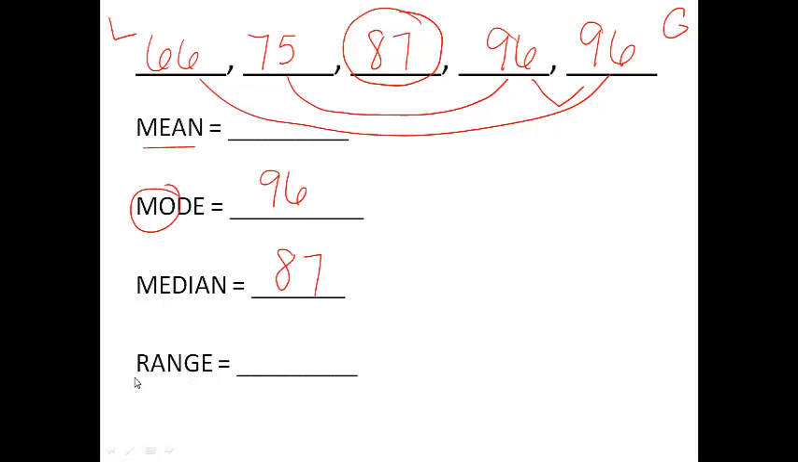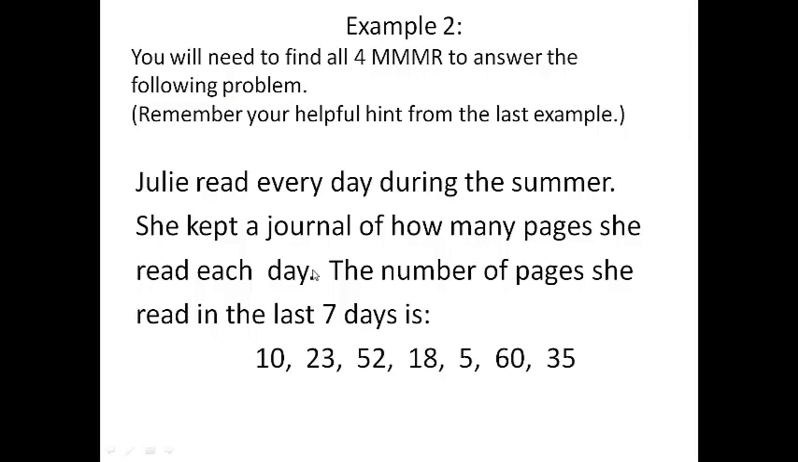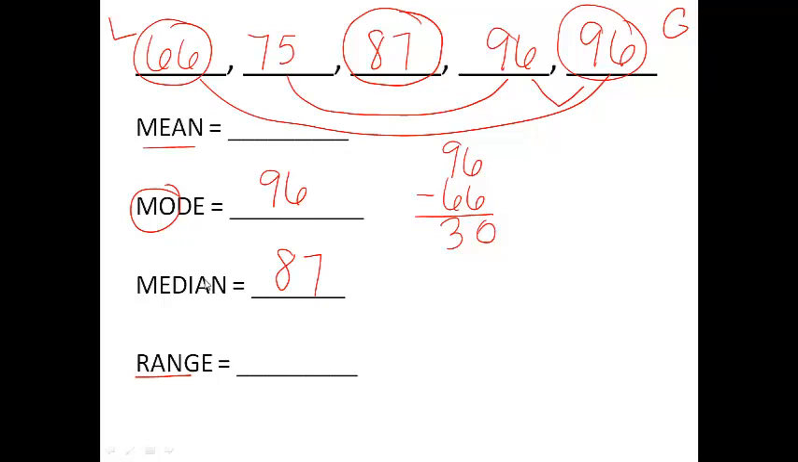Alright, next we have the range. That's almost the last one. The range, remember, if you look at your vocab at the top, it's the highest number minus the lowest number. Well, if we list our numbers in order, that's easy. Our highest number is 96. Our lowest number is 66. 96 minus 66 is 30. So our range is 30.